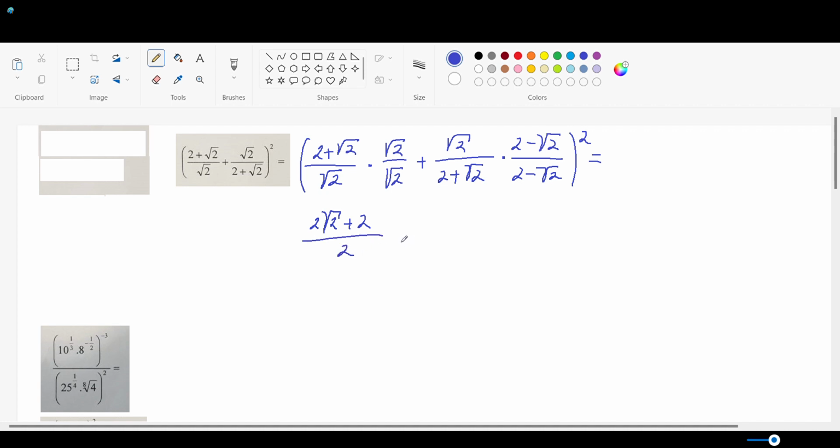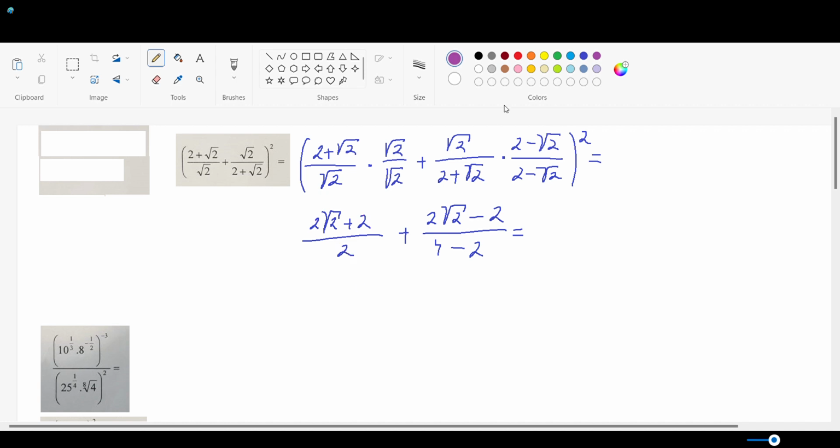Good news, because I can see here already that I will get rid of these 2's, plus here I will have 2 times square root of 2 take away 2, good news again, over, and this one will be 2 times 2 is 4 minus 2 because I used again the same formula. So as I said before, I can simplify this fraction. And why or how can I do this?